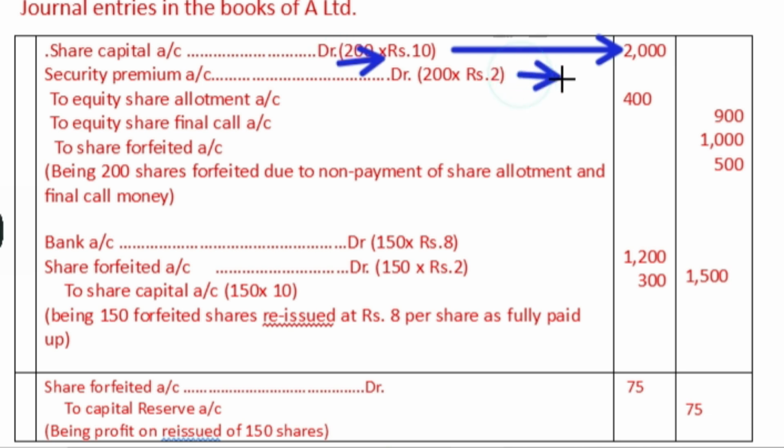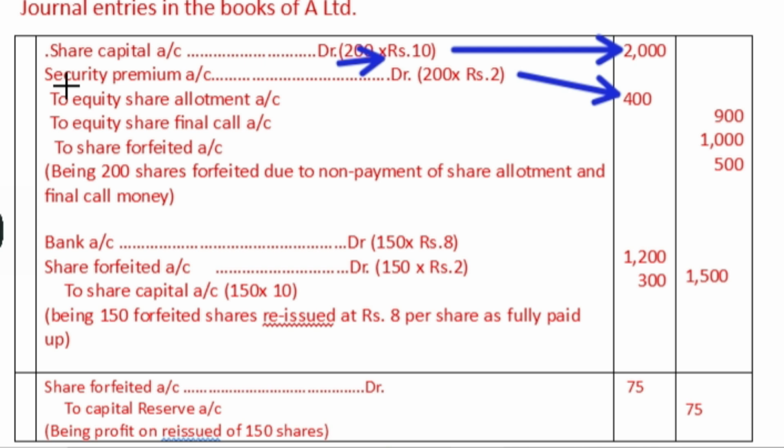The securities premium is 400 rupees. The shareholder has defaulted in the payment of allotment money, and he has also defaulted in the payment of securities premium money. It is to be understood, since it is not mentioned in the question, when the securities premium money is payable to the company.